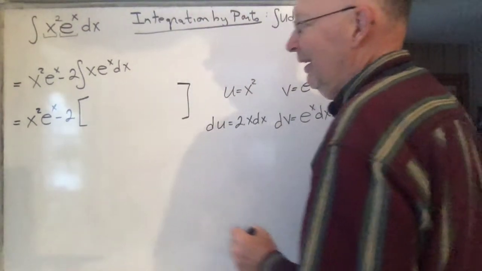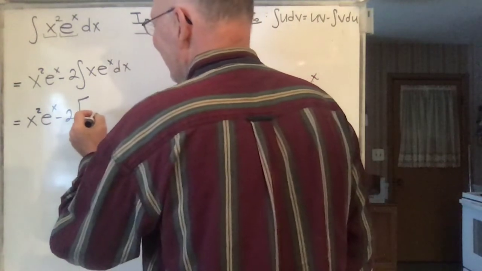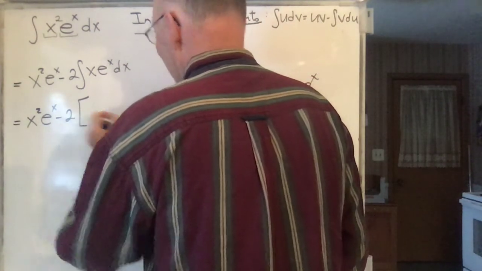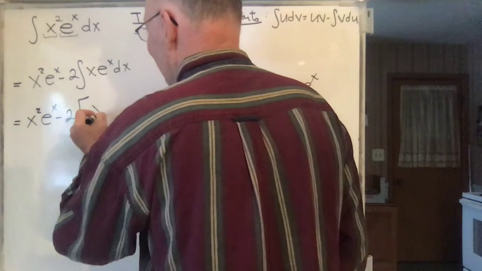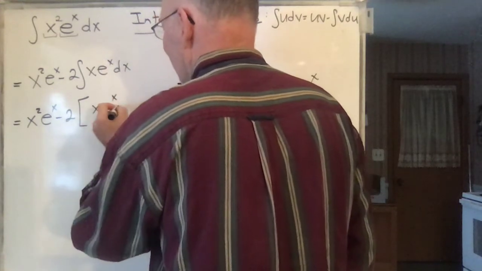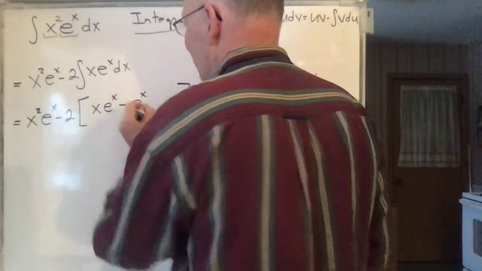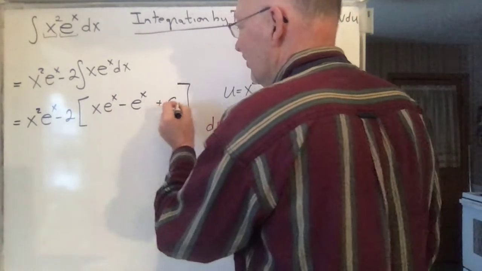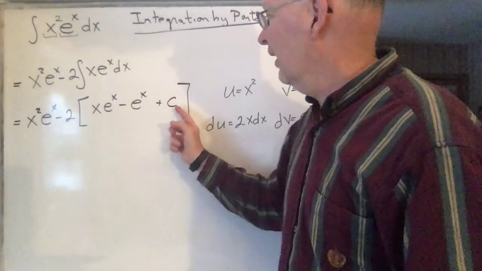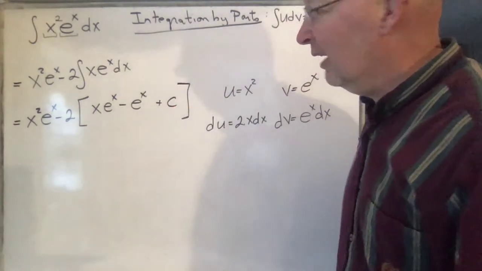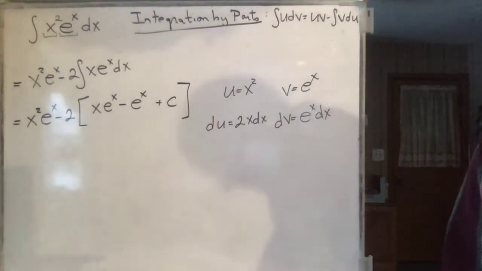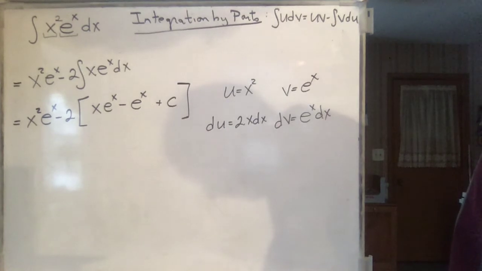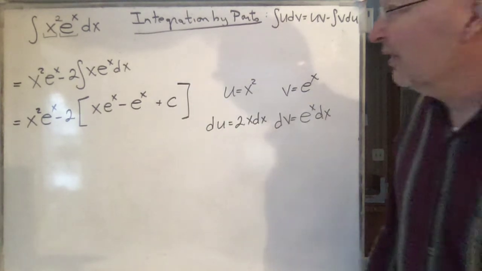Shoot, I shouldn't have erased it. Let's see, I forgot what it was. I think it was x e to the x minus e to the x. Wasn't that it? I believe so. Okay, and you can say plus c. The point is, if you take your c and multiply it by 2, you're still going to have another constant. So that's the idea.